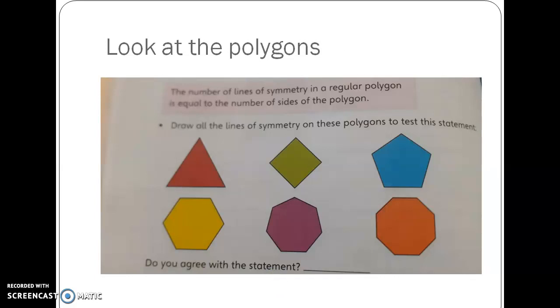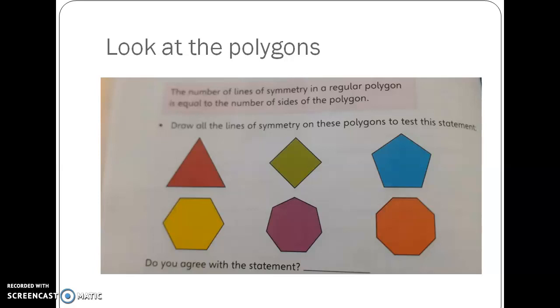Now, I hope you haven't forgotten. What are polygons? Polygons are, yes, I can hear, polygons are shapes with many sides. Poly means many. Now here we are talking about number of lines of symmetry in a regular polygon. Now again, polygons can be divided into two categories. One is regular polygon and the other is irregular polygon.